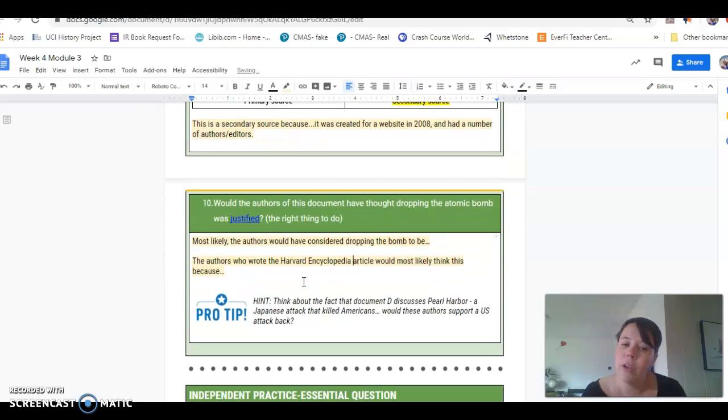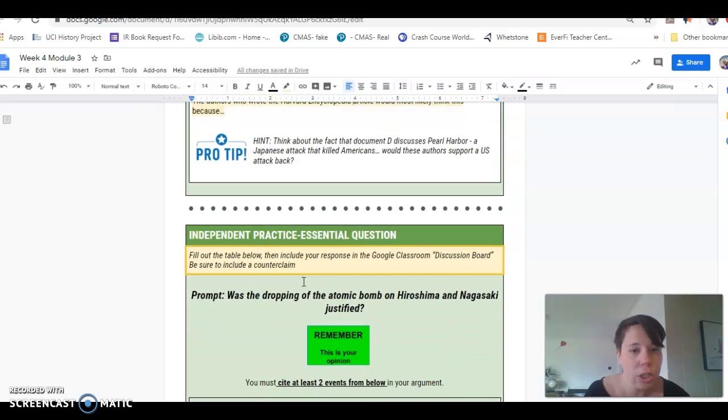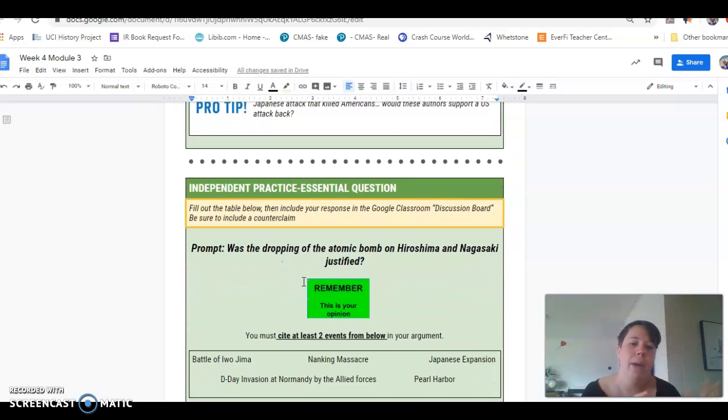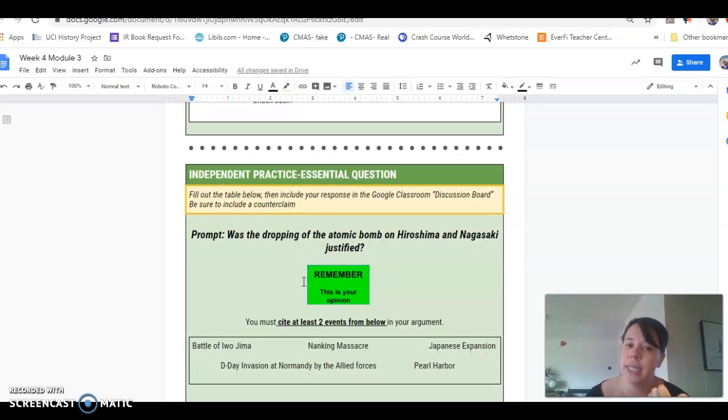All right, once you've done that, you're moving on to this last section. This is where your independent practice or essential question, you're answering it. We are going to just do it on a Google discussion board. So you are responsible for putting your answer here and then copying and pasting it over to the Google discussion board. The question is asking you, was the dropping of the atomic bomb on Hiroshima and Nagasaki justified?